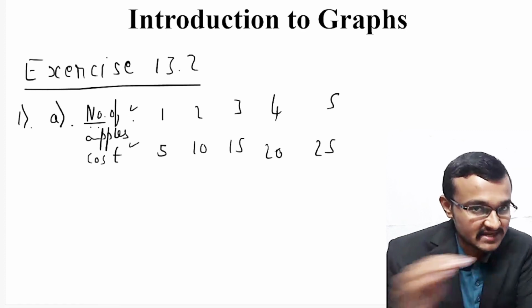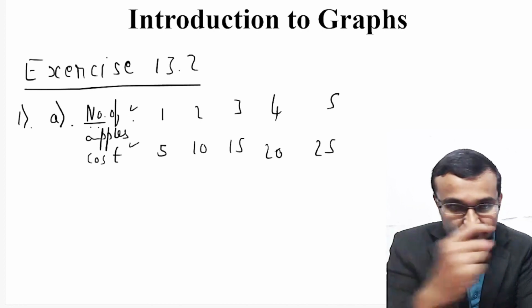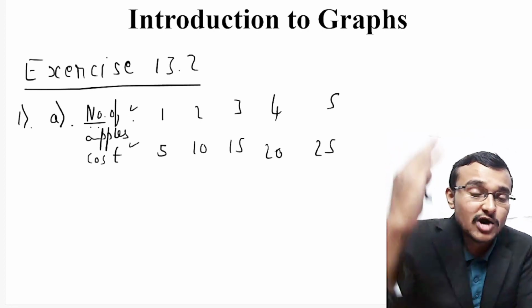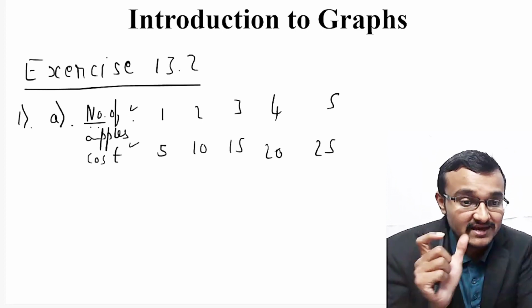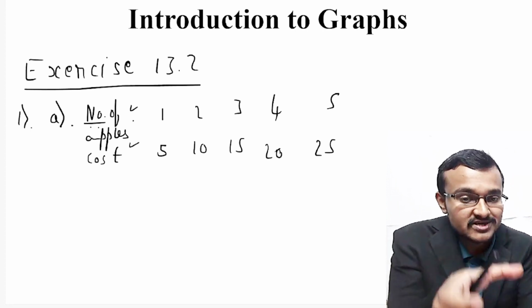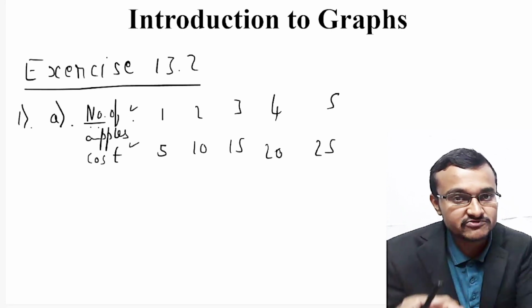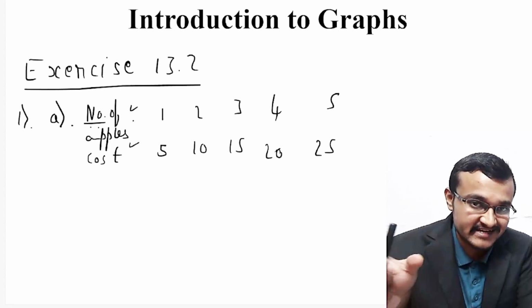Here the number of apples is the independent variable, or the controlled variable, which we are controlling. The number of apples is controlled, and the cost varies according to how many apples you are actually buying. So for one apple the cost will be 5 rupees, and for 2 apples the cost will be 10 rupees. For 3 it is 15, for 4 it is 20, and for 5 it is 25.